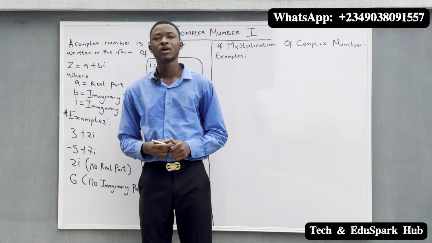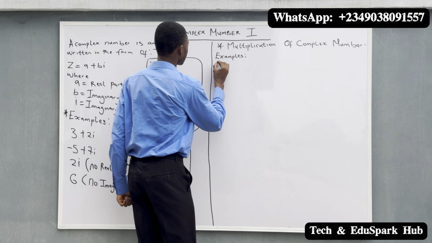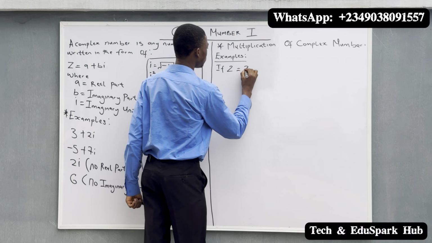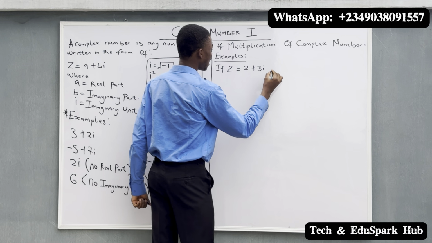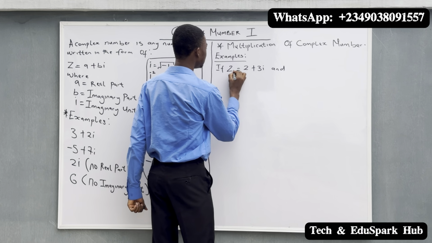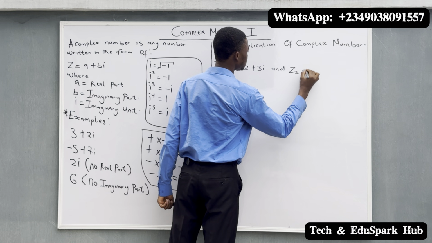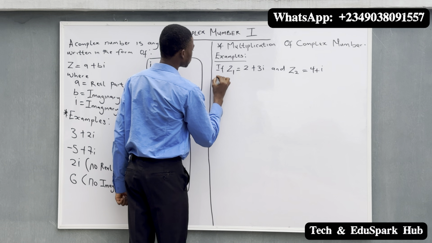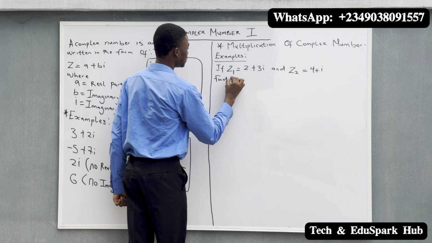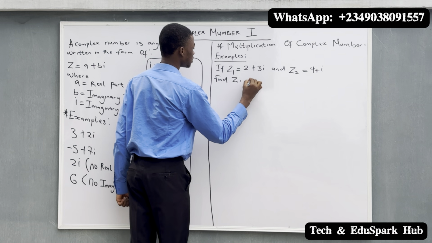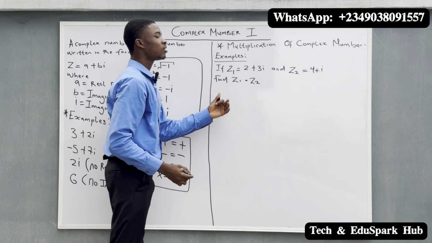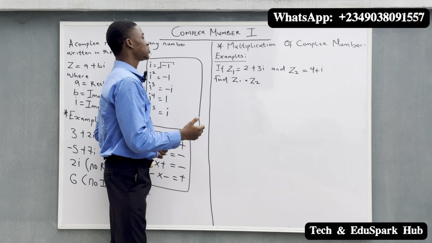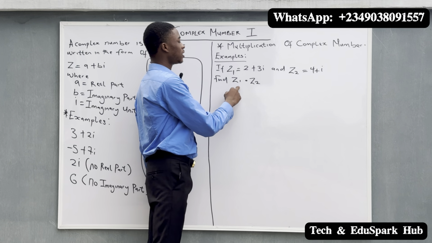So the first example we have says that if z1 is equal to 2 plus 3i, and z2 is equal to 4 plus i, the question asks us to find z1 dot z2. So this dot is the same thing as multiplication. It's just a short form of multiplication. It's a product. So the question is asking us to find the product of z1 and z2.